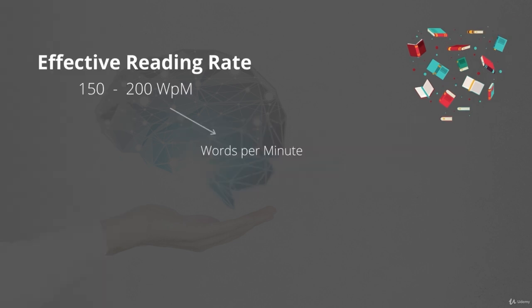In order to be able to measure reading speed, we use what is called the effective reading rate. In a later video you will learn how to calculate it, but for now it's just important that it tells you how many words you are able to read and understand at the same time in just 1 minute. So we look at the words per minute, or WPM. The OECD average of this value is between 150 and 200 words per minute. Doesn't sound too bad, does it?